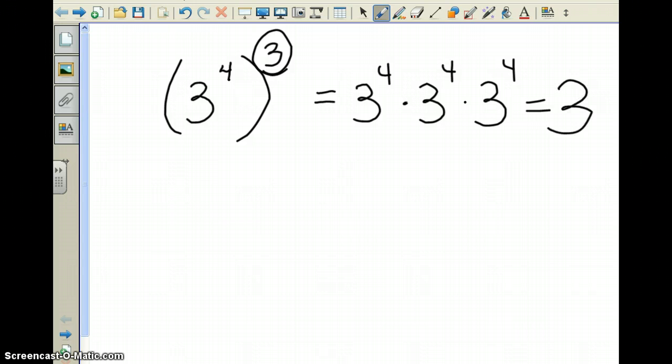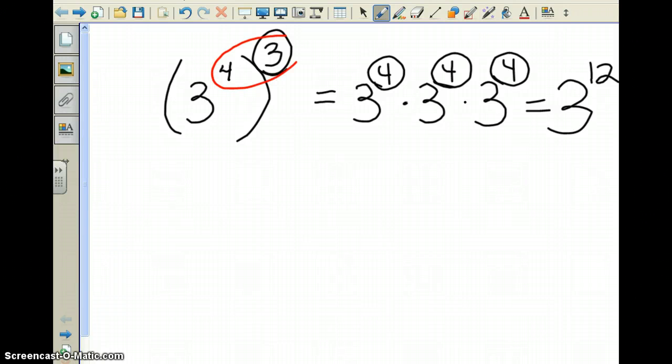And then when I'm multiplying things together, the exponents get added. So 4, 8, and 12. Now you might notice here that instead of going 4 plus 4 plus 4, I could have just taken these two exponents and multiplied them together, 4 times 3, to make my 12. The same thing would be true on an x.